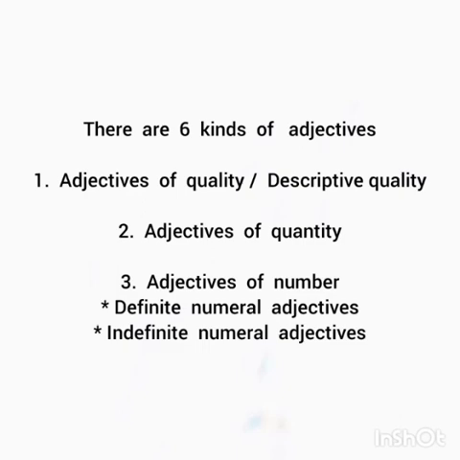Third one, adjectives of number. It is also divided into two: definite numeral adjectives and indefinite numeral adjectives. Definite numeral adjectives show an exact number. For example, there are 4 members in a group. And indefinite numeral adjectives do not express an exact number. Example, most people love chocolate.